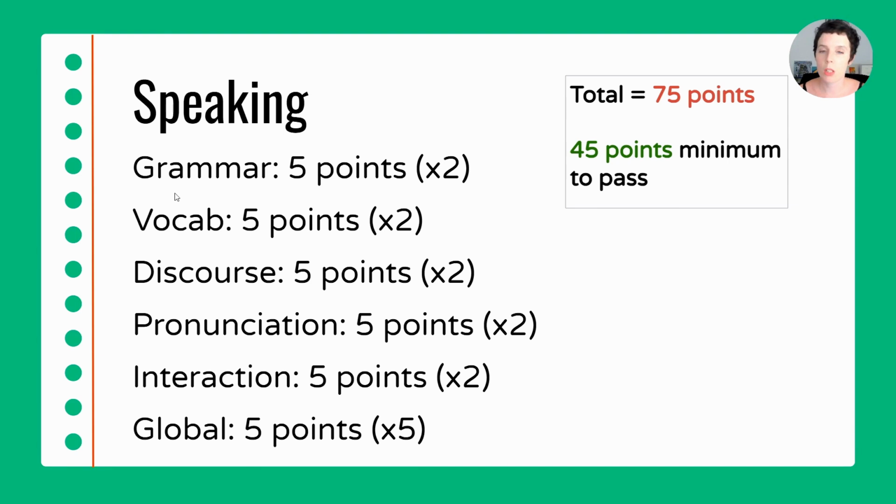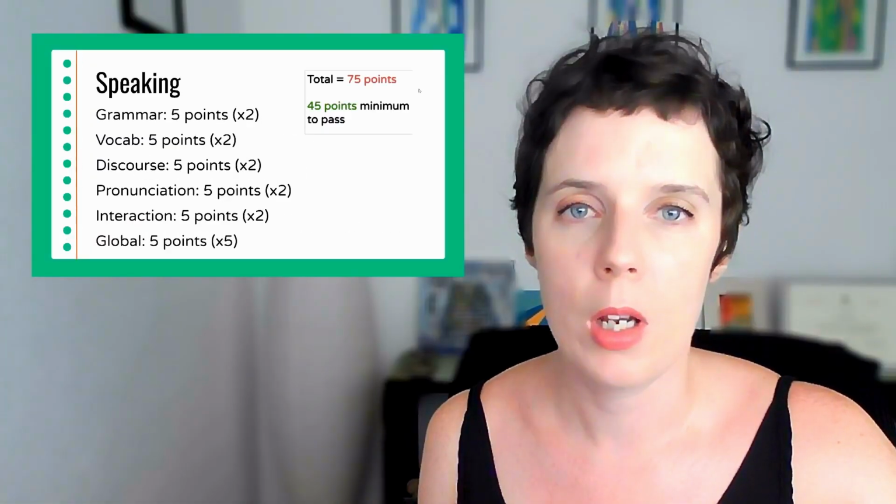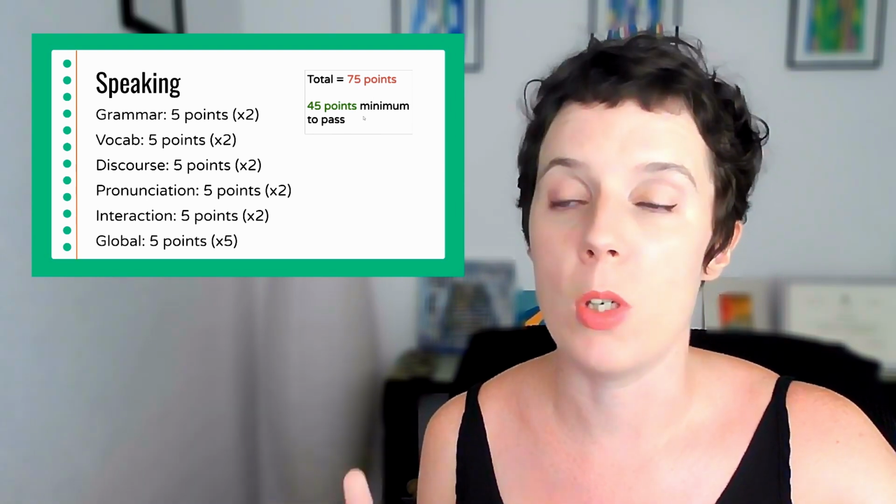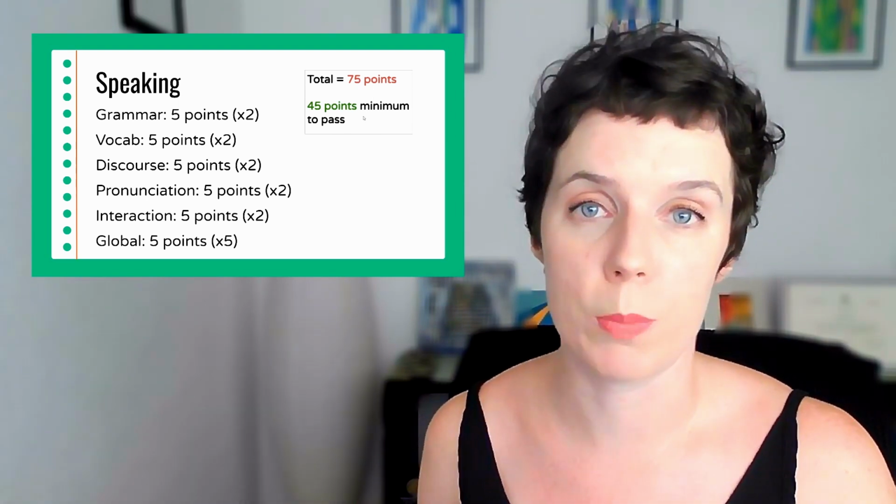So you have marking criteria like you do in writing. We've got grammar, vocabulary, discourse, which is like organization. Does your speech flow well? Pronunciation, interaction, and you also have a global mark as well. You get 5 points for each of those. In all of your marking criteria, we times them by 2, apart from your global mark, which you times by 5. Once we've added all that up, you can get a maximum score of 75 points for your speaking. You need a minimum of 45 to pass your speaking.